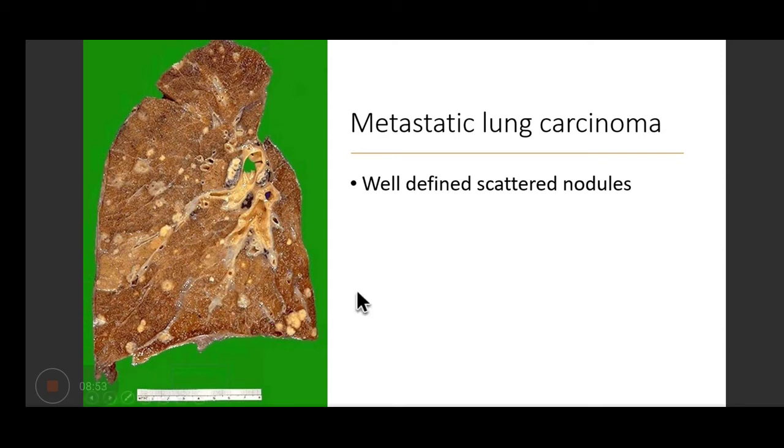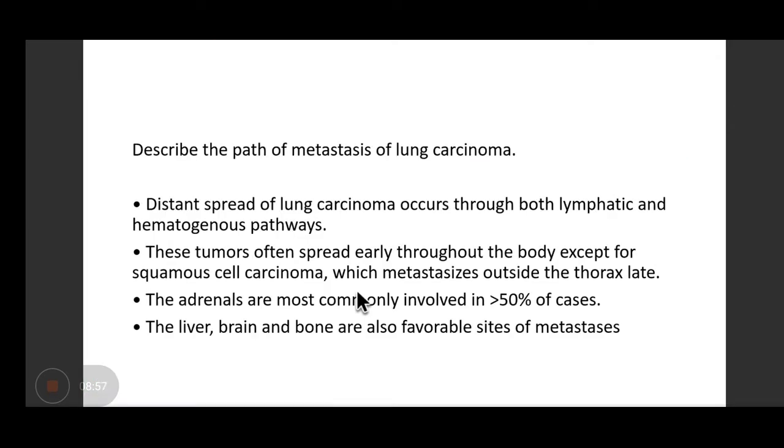Now, what would be the questions asked with this gross? They'll firstly ask the path of metastasis. So metastasis can be either through lymphatic route or hematogenous. Now, most commonly affected organs are adrenals. Then liver, brain, and bone are also affected. Okay.